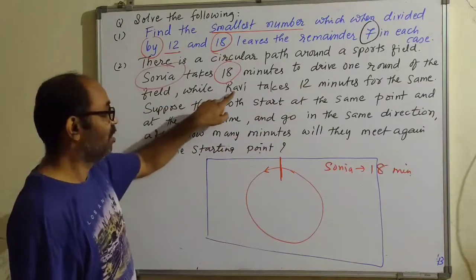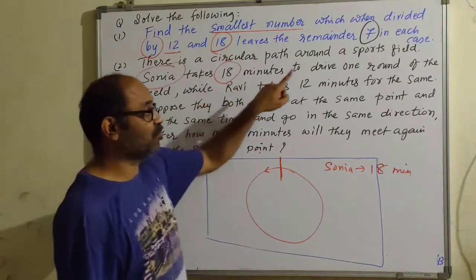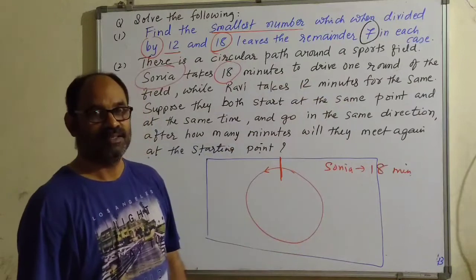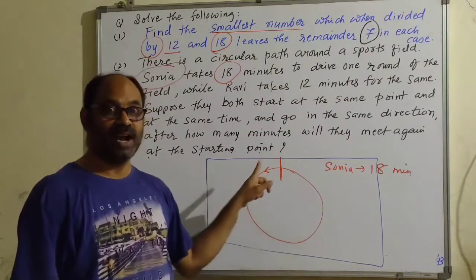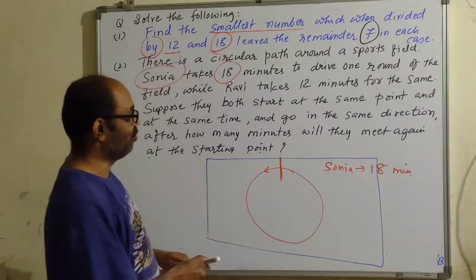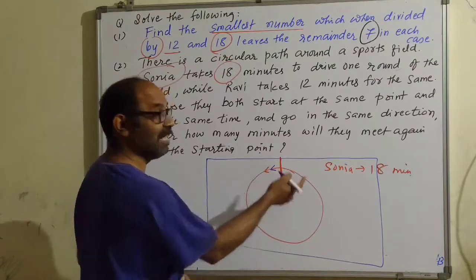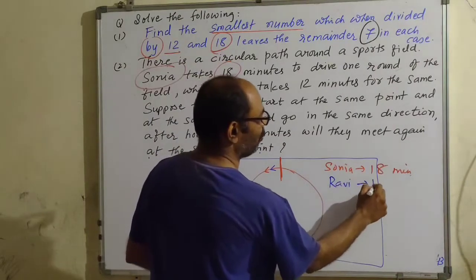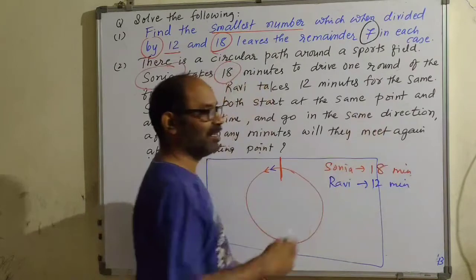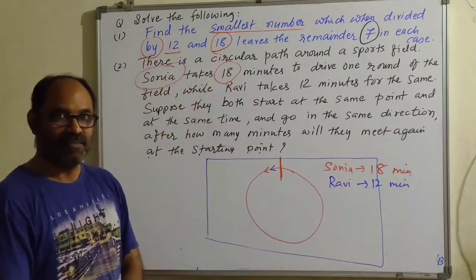Ravi, a boy, takes 12 minutes for the same. Same means he also starts from the starting point and completes one round in 12 minutes. So Ravi also runs in the same direction and Ravi takes 12 minutes.